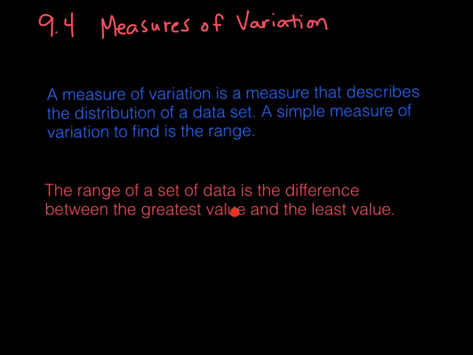The range of a set of data is the difference between the greatest value and the least value. So in other words, we have to know what the word difference means, because we're going to have our data, our least amount of data minus our greatest amount of data to end up finding what the range is.